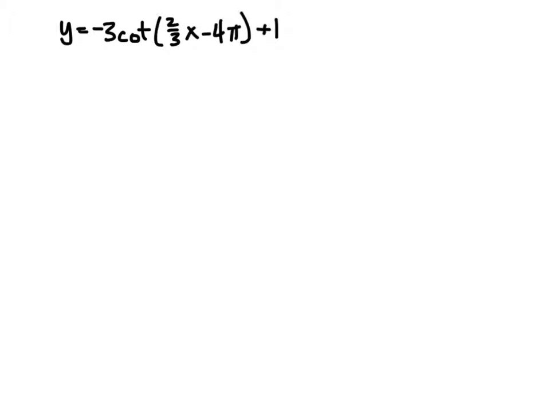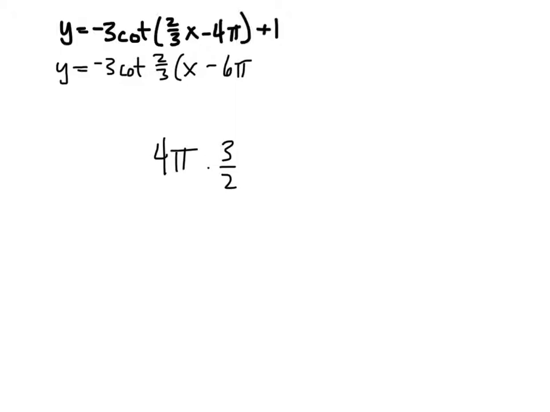All right, y equals negative 3 cotangent of 2/3x minus 4 pi, plus 1. So my very first step, since I have a b inside the parentheses with another number, I need to factor out that 2/3. So y equals negative 3 cotangent of 2/3 times x minus, now to factor that out, that'd just be 4 pi divided by 2/3, so times 3/2. 12 pi over 2 is 6 pi, plus 1.